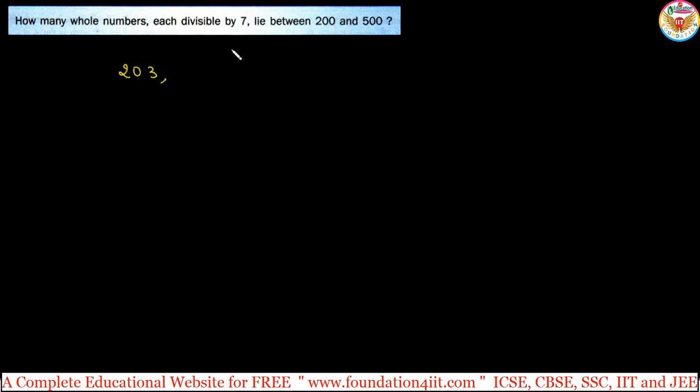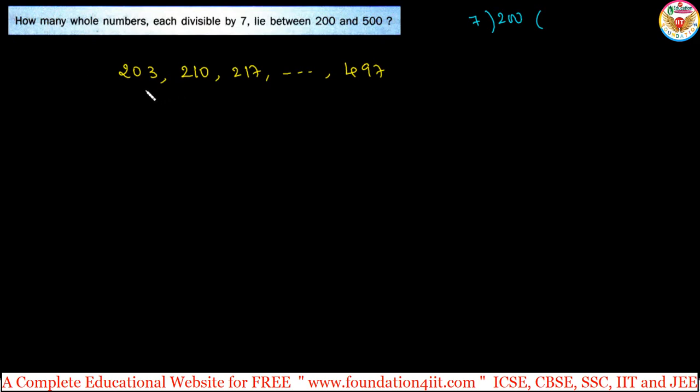After 200, which number is exactly divisible by 7? The numbers between 200 and 500 that are divisible by 7 start with 203. Next, plus 7, right? 210, 217, and so on. The last one is 497; 500 is not divisible by 7. If you are unable to find the number, what do you do? Take 200 and divide it by 7 first.